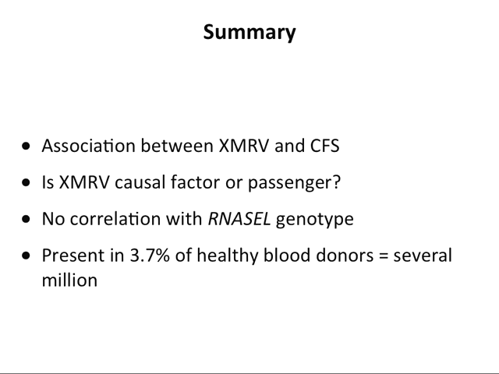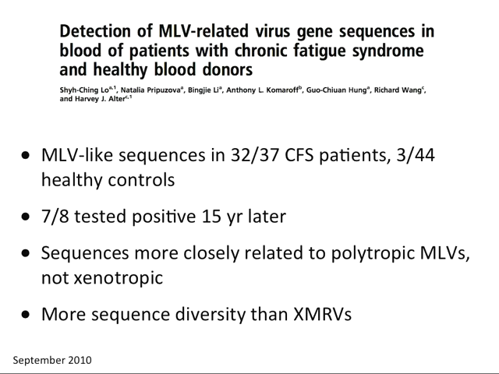The other point that is interesting is that they found the virus sequence present in 3.7% of healthy blood donors. So if you extrapolate that across the U.S., that means there are several million people, theoretically, that have this virus in them. So immediately this became a concern for the blood supply, whether the virus is present and whether we should worry about that. So you can imagine that that would be an issue. So a number of other studies rapidly followed.